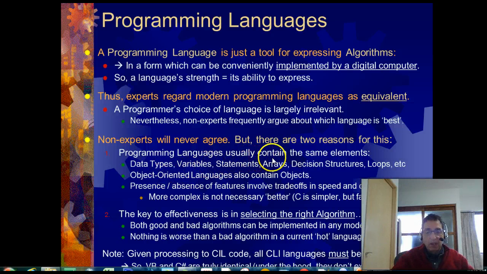Programming languages usually contain the same elements. So what are they? He's talking about data types, which we've talked about. That means, is it numeric or is it a string? They contain variables. We've used those already in your last program from last week. Statements. That's usually something with an equal sign. Arrays we haven't used. Decision structures, we talked about that, like is A greater than B, and so on. Loops, we talked a little bit about that.